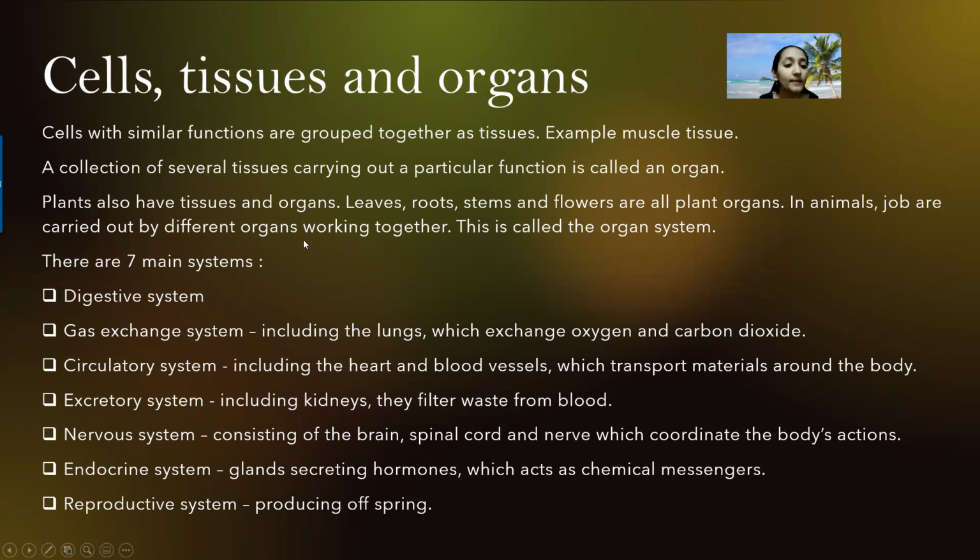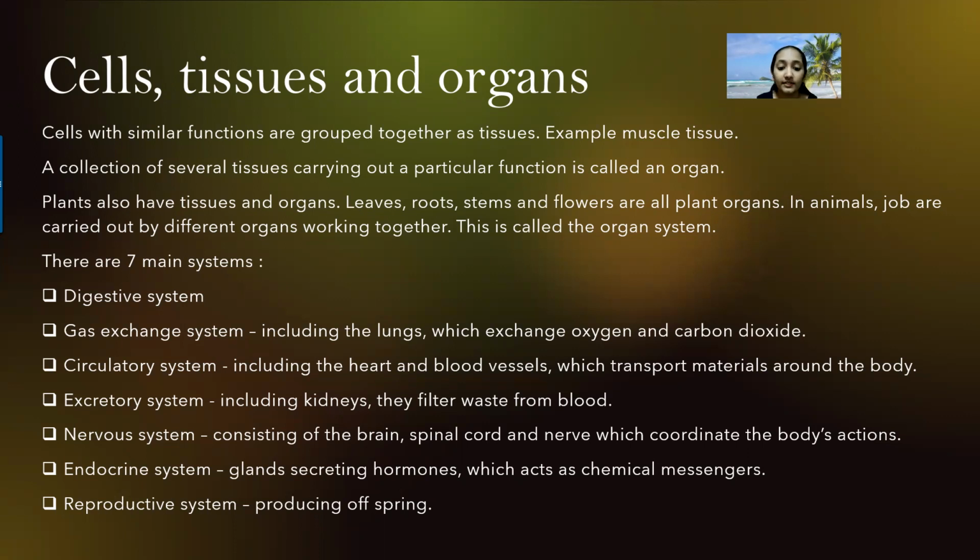In animals, jobs are carried out by different organs working together. This is called the organ system. There are 7 main systems: the digestive system, and the gas exchange system, including the lungs, which exchange oxygen and carbon dioxide. Like ventilation, we take oxygen in when we take carbon dioxide out. So there's an exchange. So if you take in oxygen, carbon dioxide should come out. That's the process. Circulatory system, including the heart and blood vessels, which transport material around the body.